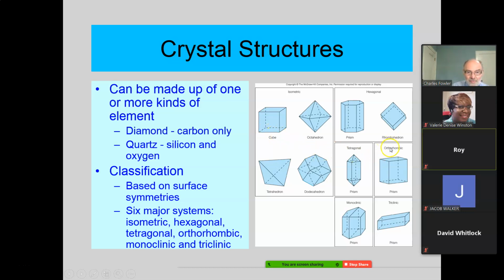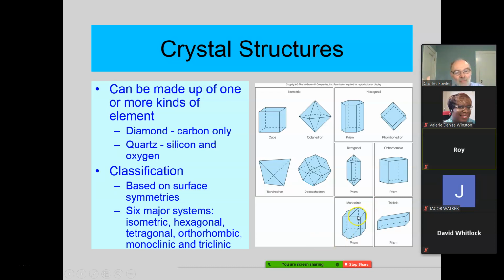But this is orthorhombic, and I think the ortho means there's a lot more differences here. This side and this side may be the same, this side and that side the same, this side and that side the same, but none of them are the same as each other. So that's orthorhombic, and their angles are probably off too.